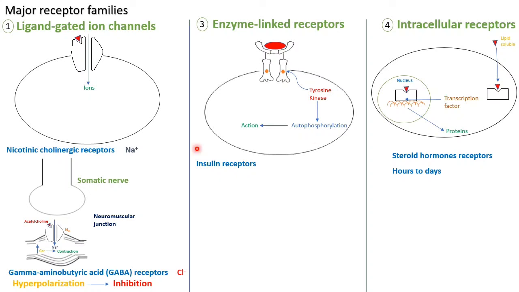On the other hand, ligand-gated ion channels, their action may take milliseconds to minutes. It happens very quickly. Okay? So now we have discussed the first, third, and fourth types of receptors, and now we are going to discuss the second type of receptor family.